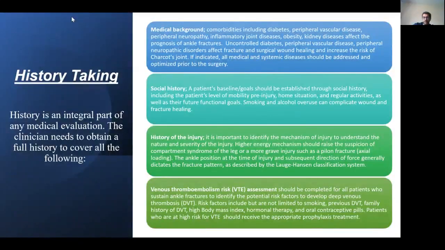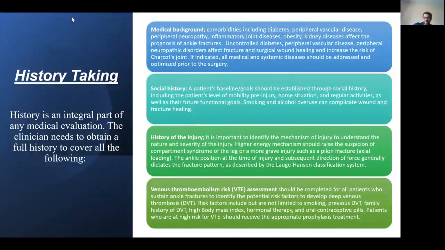History of injury. It's important to identify the mechanism of injury to understand the nature and severity of the injury. A high energy mechanism should raise suspicion of compartment syndrome of the leg or more grave injuries such as pilon fracture, which results from axial loading. Ankle position at the time of the injury and subsequent direction of force generally dictate the fracture pattern as described by the Lauge-Hansen classification system.